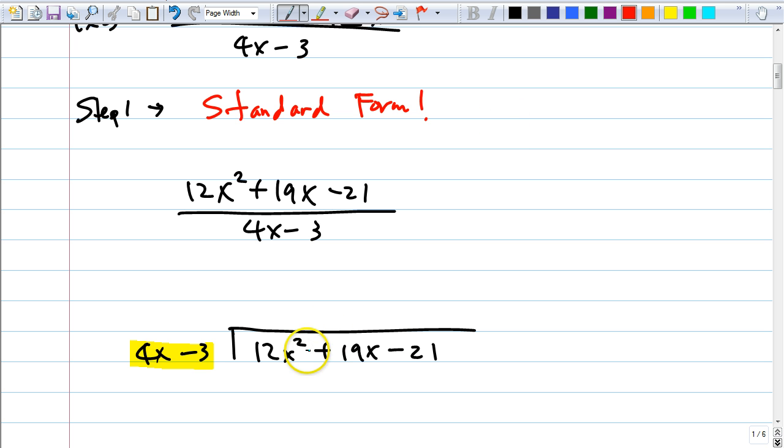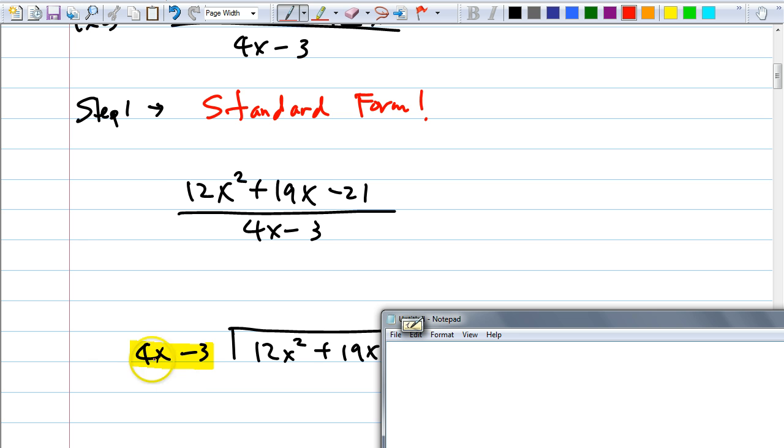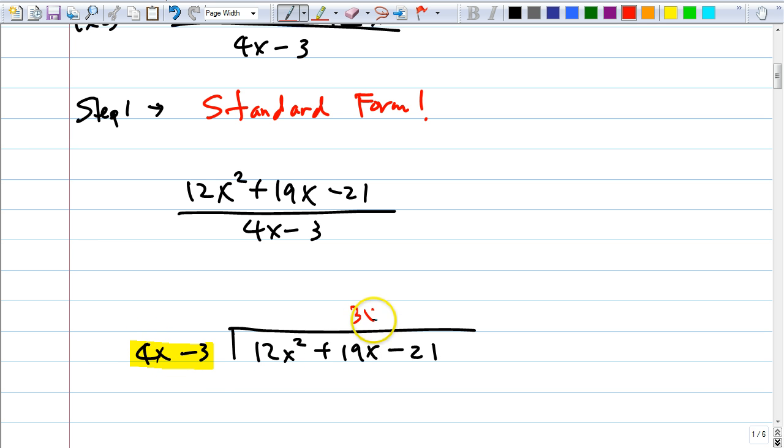So write this down. I'm going to write it above 19x because I'm looking at binomials at a time, right? Does that make sense? So I have a binomial, and I'm going to just look at these two binomials right now, like this. And how many times is 4x going into 12x squared? I'm going to write 3x right above this. You know what I mean? So that when I multiply, what do I get? Somebody tell me.